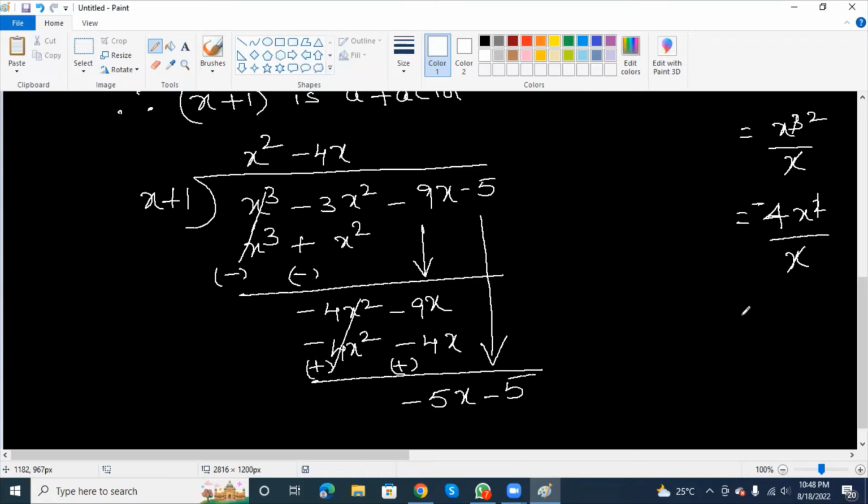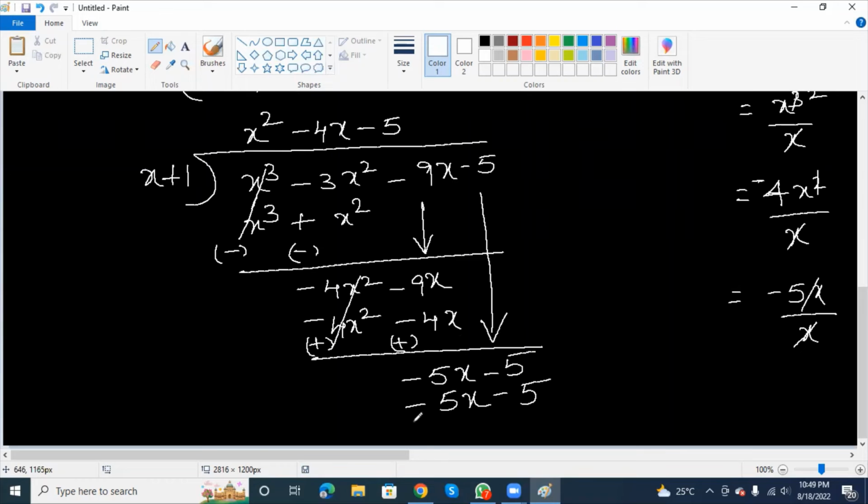Take the first term of this, minus 5x, and divide with the first term of our divisor, x. X gets cancelled, minus 5 is our quotient. Minus into plus, minus. 5 times x is 5x. Minus into plus, minus 5 ones are 5. Now this will become plus and this will become plus. So these both are opposite signs, minus and plus, and these both are also opposite signs. So hence we got a remainder of 0.